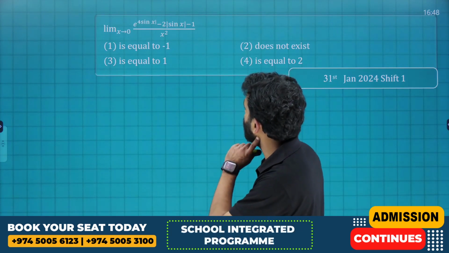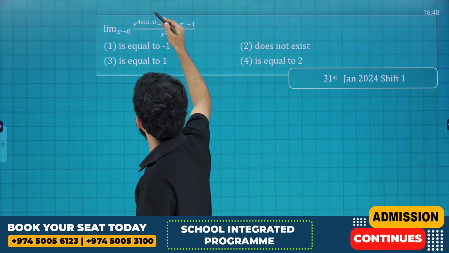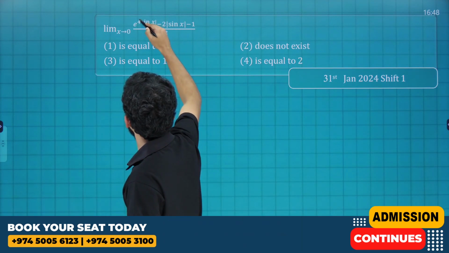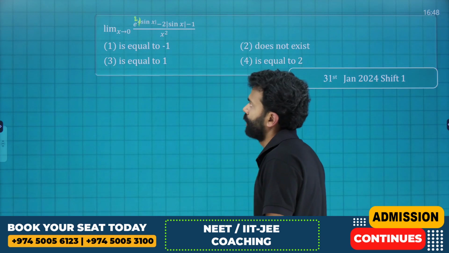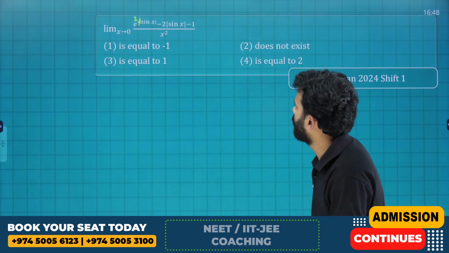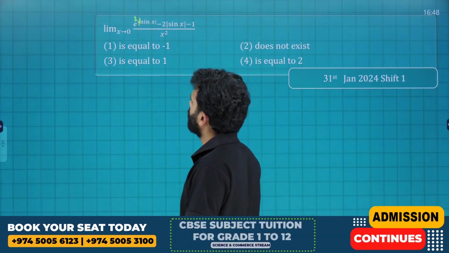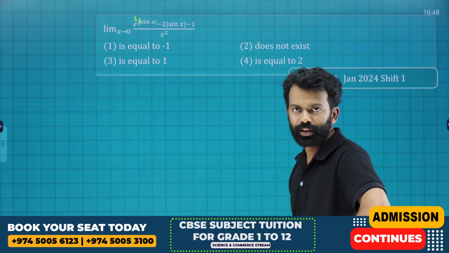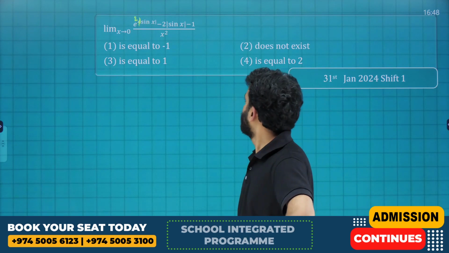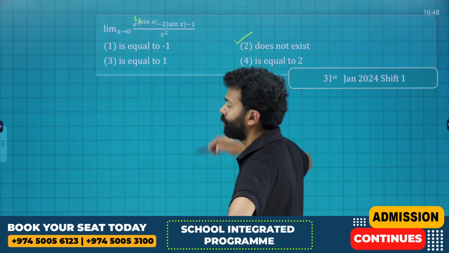Okay, there is a small mistake here. It is e raised to modulus of 2 into mod sin x, minus 2 into mod sin x, minus 1, divided by x square. The difference between this question and the question we just did before is that here there is an option like limit does not exist.